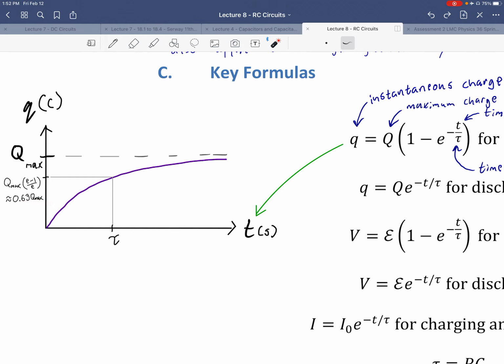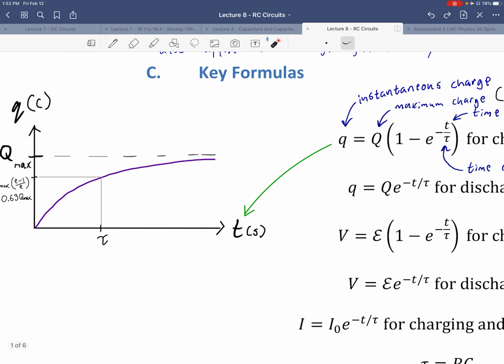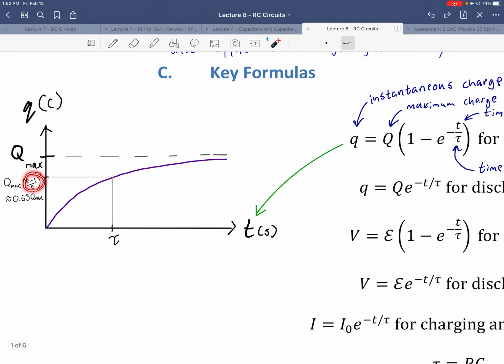So for charging capacitors, after time tau has elapsed, however many seconds or fractions of a second that is, then the charge on the capacitor will be about 63% of maximally charged. And that's because this expression here is going to end up looking like (e minus 1) over e. Okay? This is the form that this equation takes when t equals tau.